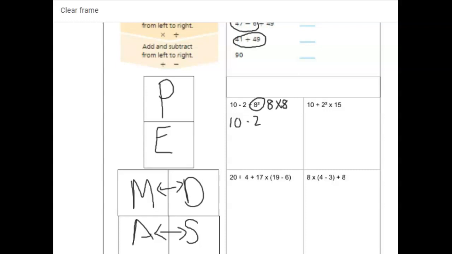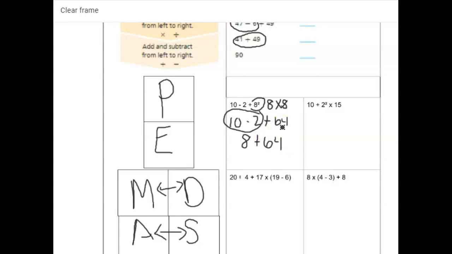I cannot see what I circled there. Let me erase it really quick so I can see if it's plus or minus. Okay, so we have 10 minus 2, and then I said 8 times 8 was 64, so I'm going to add 64. From left to right, we're going to do the addition and subtraction step. Subtraction can come first in this. It can go either one. So I'm going to circle 10 minus 2, which is 8. I'm going to bring my 64 down, so 8 plus 64.